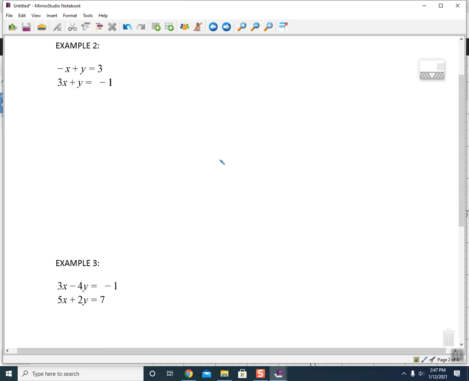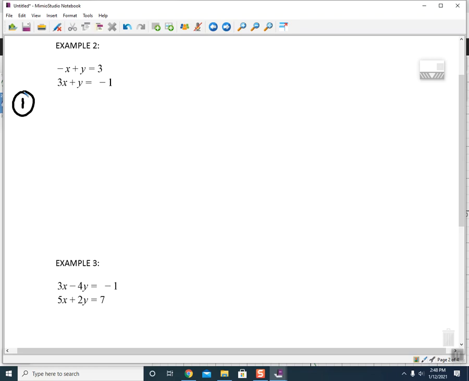Negative x plus y equals 3, and 3x plus y equals negative 1. So this is going to require us to do another step. The first step we missed on the one before. Step number 1 is to have a y equals something or an x equals something. I always like to look for the easiest or most obvious place for me to rearrange my equation. So what that means is I'm looking for any of my variables by themselves, right? Because I know that I need to solve for one of them. So if they're by themselves, then that's good.